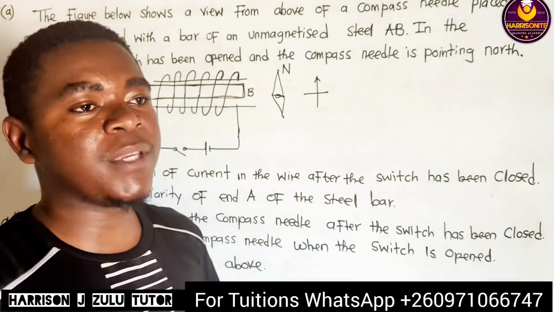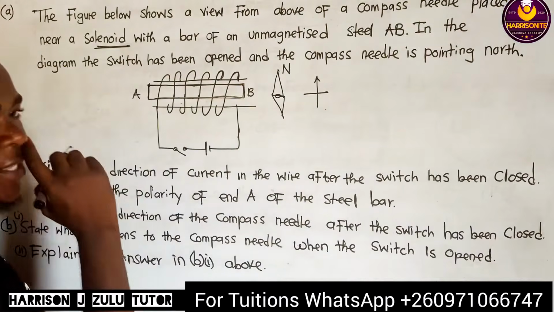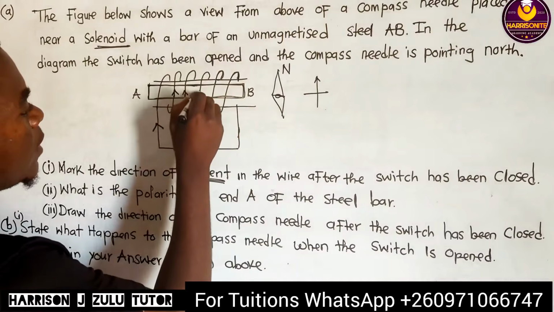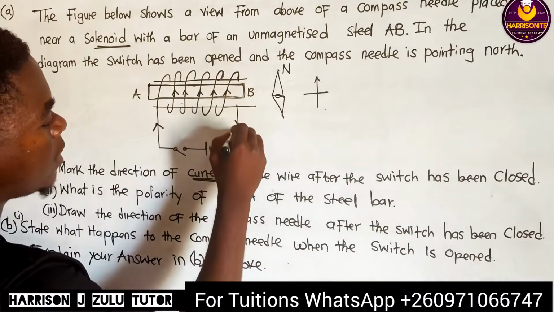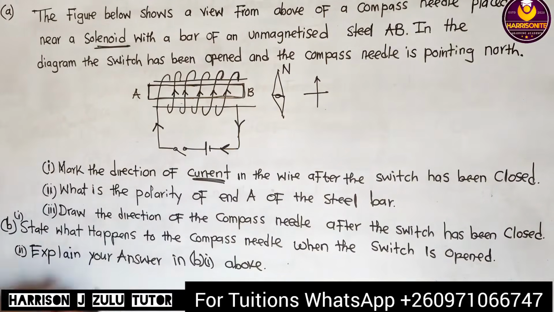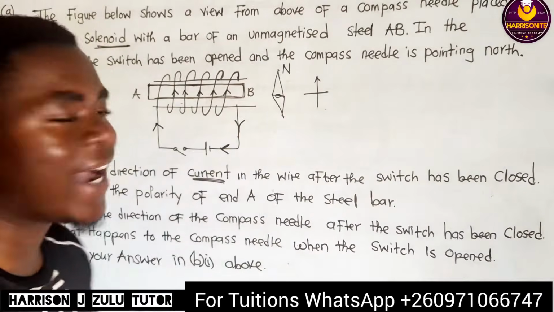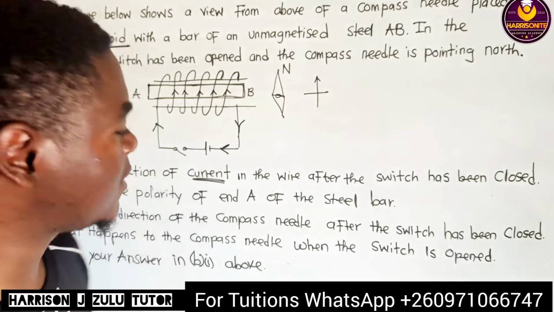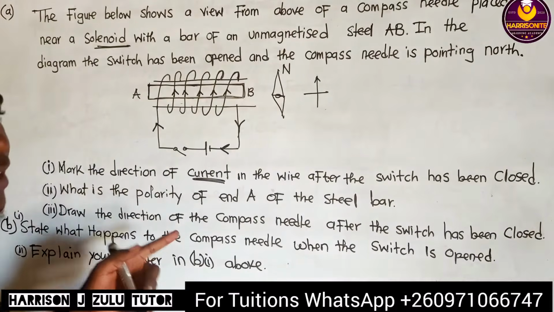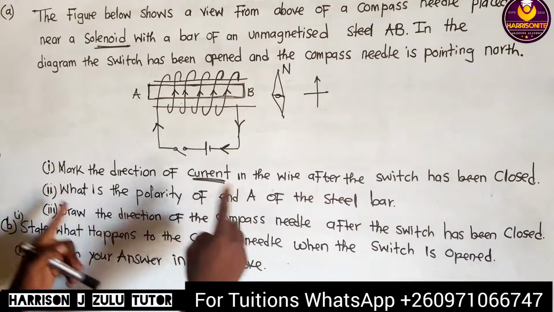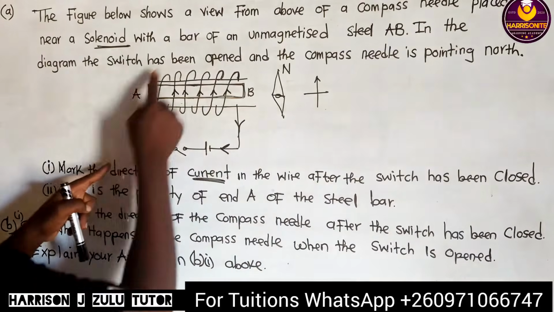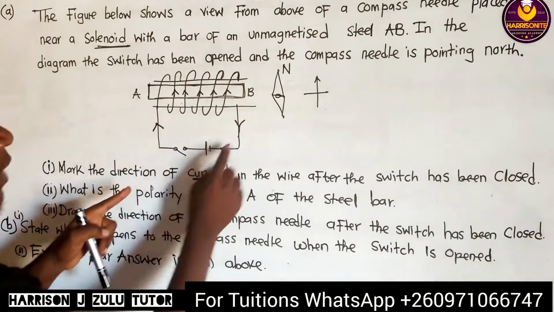When the switch has been closed, the electric current will be going in that direction. This will be the direction of the electric current, like this. So this is what you are supposed to do. Maybe you are wondering, how did I know that? You need to understand that electric current is said to move from the positive terminal of the battery to the negative terminal. So it is moving like this. Have you seen? It is moving in that direction.